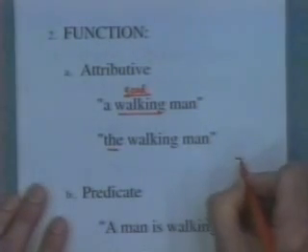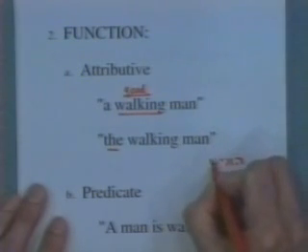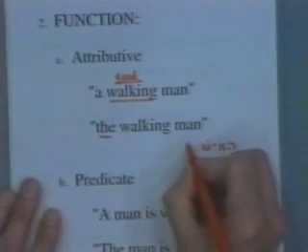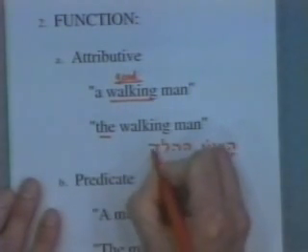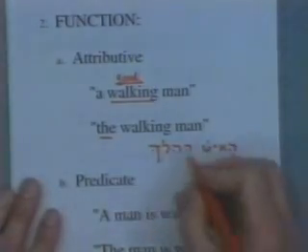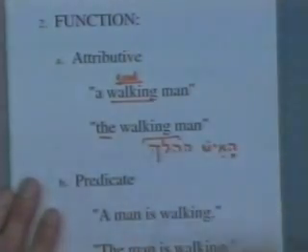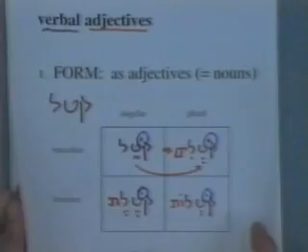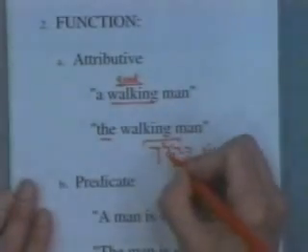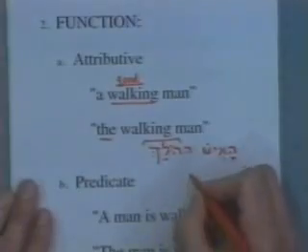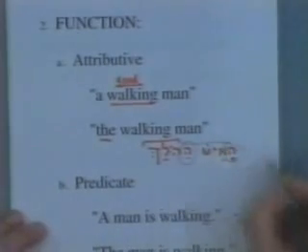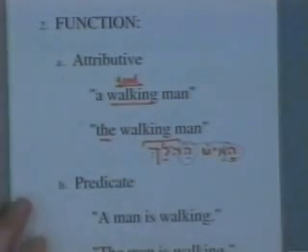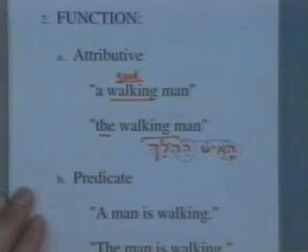We say the man, ha-ish, what's walking? Halak, except that now that verb form, halak, is going to appear as a participle, which means the form is going to be holek. But the article still agrees with the noun with which it's attached. The man, the walking one.